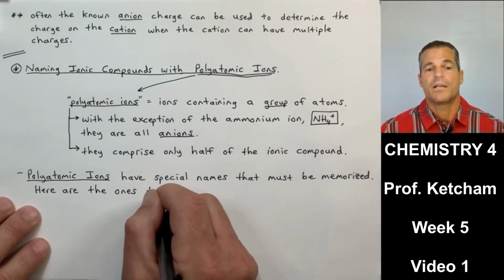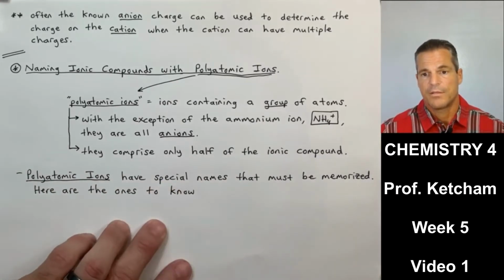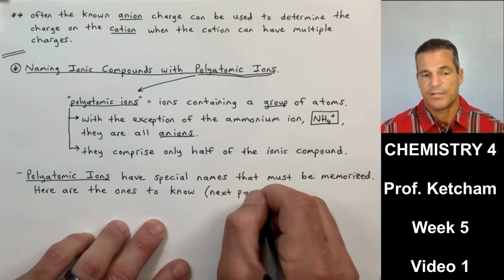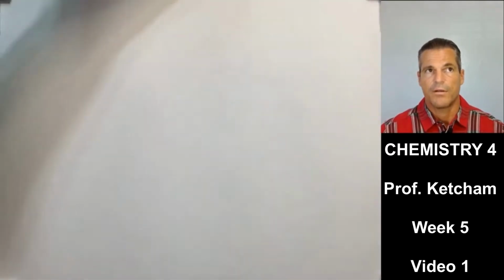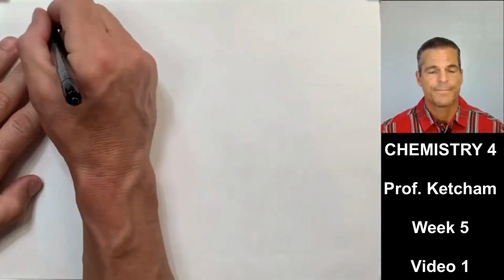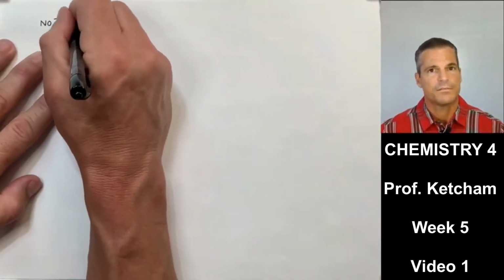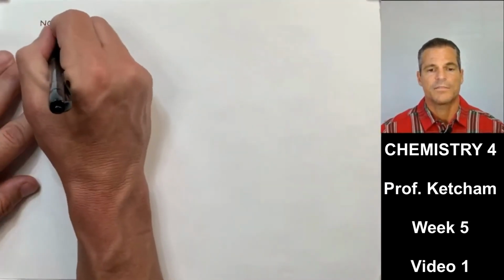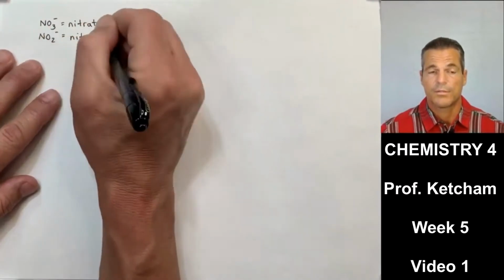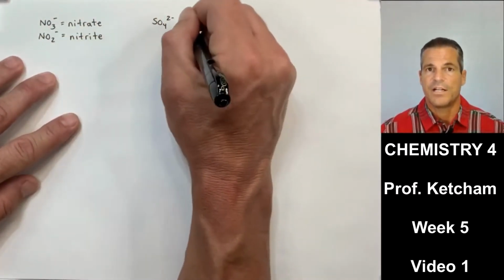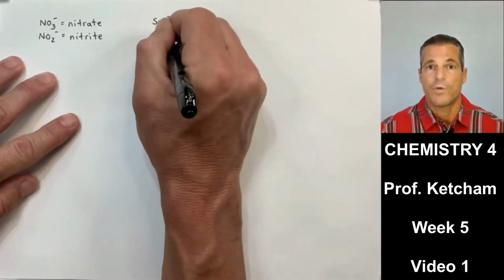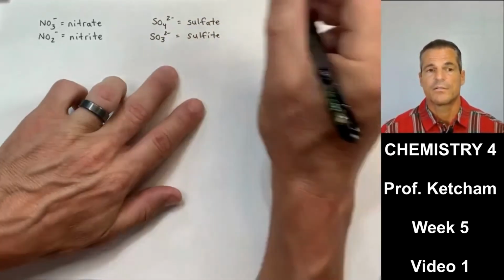Now, polyatomic ions have special names that you have to memorize. Okay, so you can make flashcards or something like that. There are ways for us to group them together to help us learn all the polyatomic ions, but here are the ones that you should know. It's going to make your life a lot easier, especially when we get to writing and balancing chemical equations.